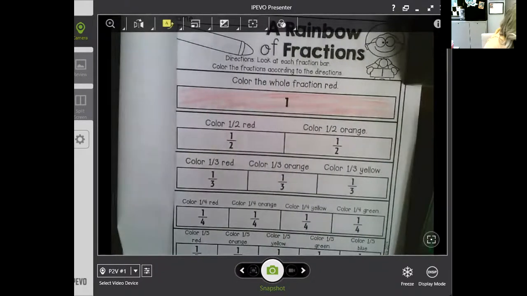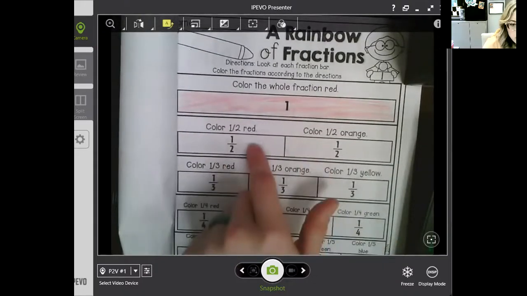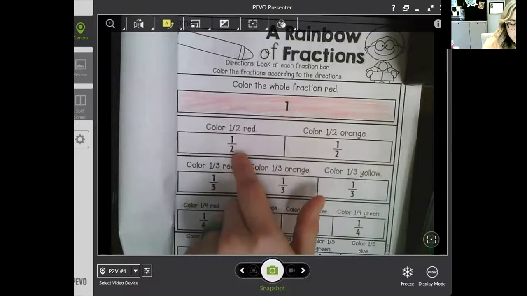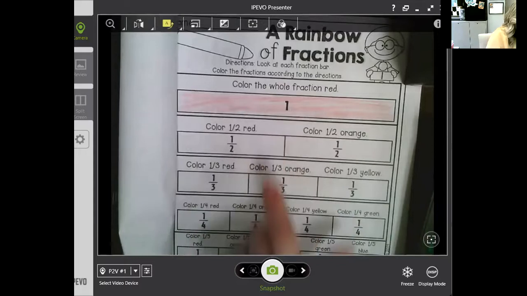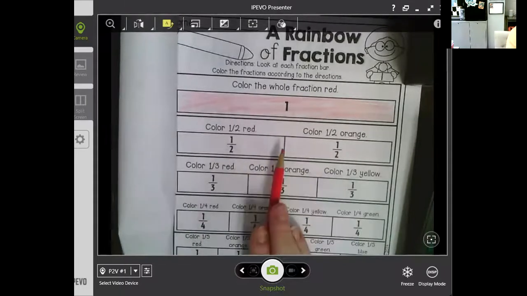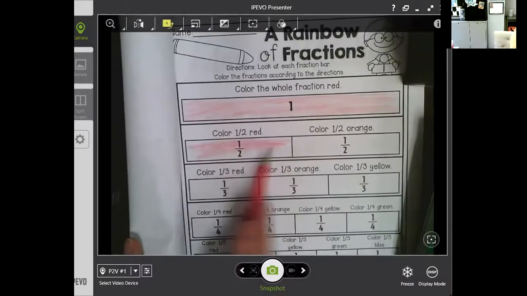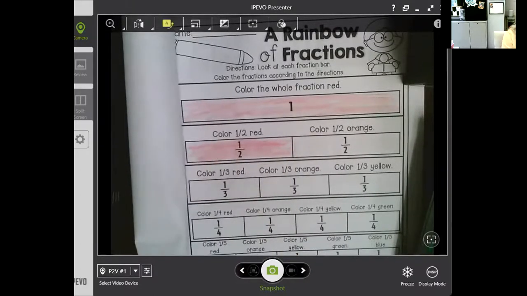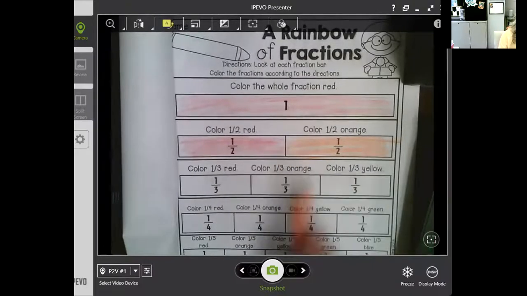This is where some people get confused. So it asks you to color half of the whole bar red and half of the whole bar orange. It's not asking you to cut this half in half and color half red and leave the other half blank. It's asking you, it's already drawn the line in the middle, to color this half red and the other half of the bar orange. Okay.